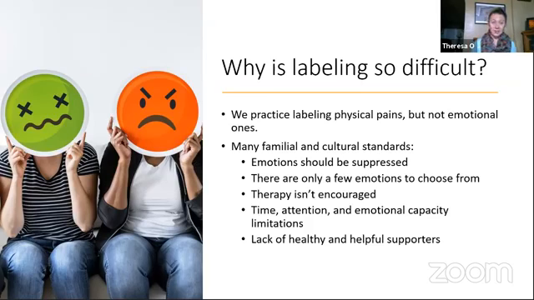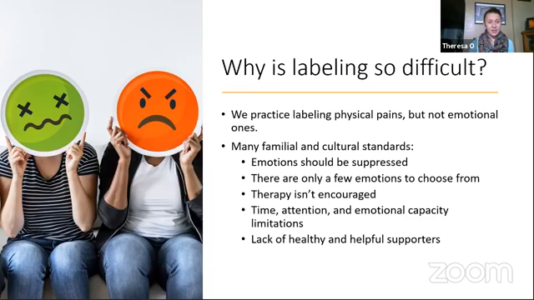Along those lines, there are cultural standards that there are only a few emotions to choose from. You can only be happy, sad, tired, exhausted, angry, and that's kind of it. We just don't talk about them in bigger terms. If you think about how children express their emotions, oftentimes it's in those big 5 to 7 terms. But as we grow, there's a lot more that I think could be explored, and that may not happen.